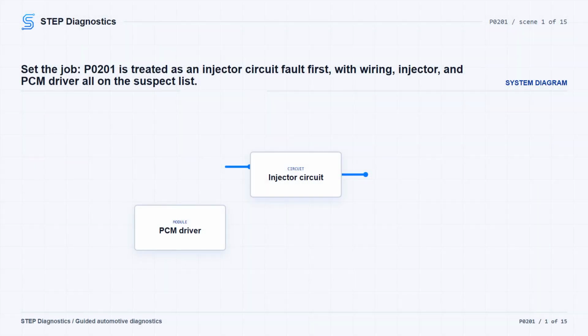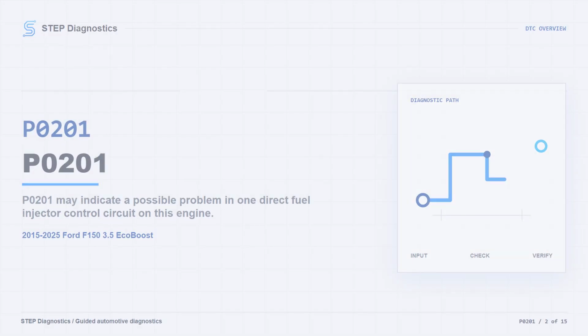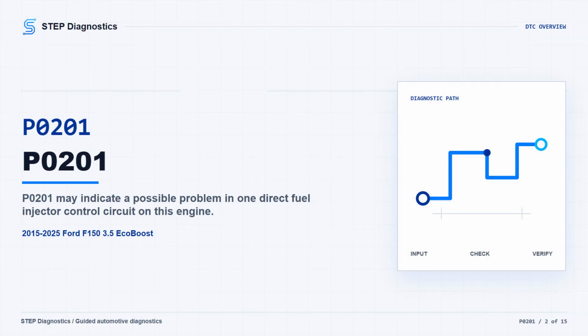On this F150 with the 3.5 EcoBoost, P0201 points us toward a possible direct fuel injector circuit problem on the targeted injector circuit. The truck may run rough, misfire, idle poorly, or in some cases have a no-start type complaint. Broadly, this kind of code can involve injector wiring, the injector itself, connector condition, or the PCM driver side of the circuit. Work it like an electrical fault first, and do not apply battery voltage across the fuel injector circuits, because that can permanently damage the injector.